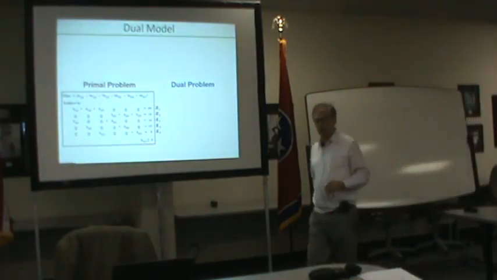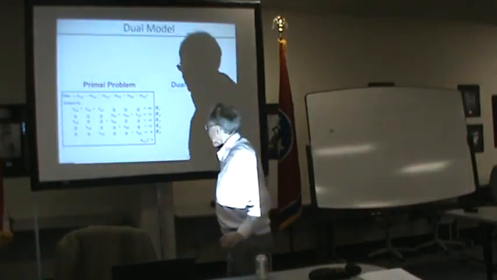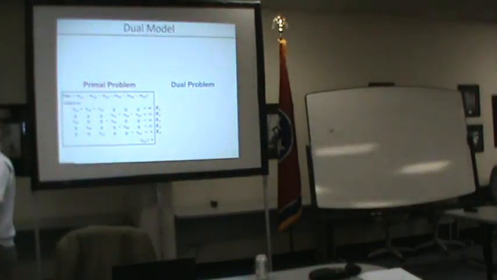Remember, the key is that one row in one problem is a column in the other one, or one column in one problem is a row in the other one. I'm going to help you with the first constraint that everybody should have written down. Let's see if you agree with me. Let's look at the screen here, please.